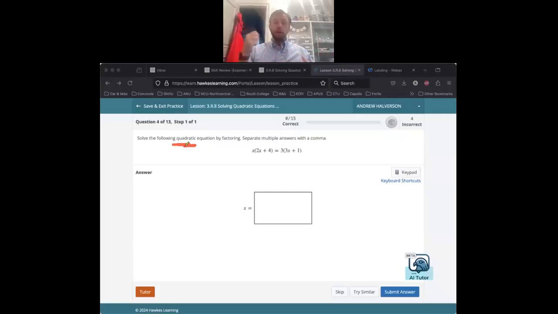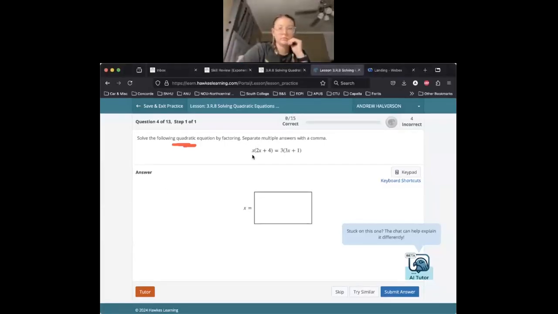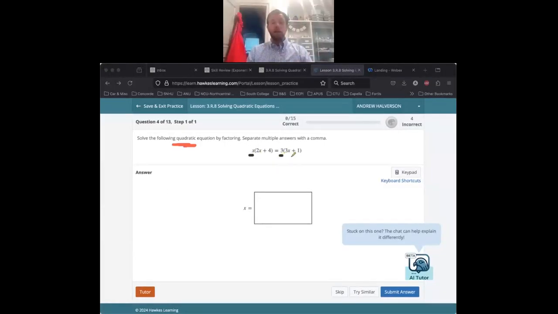Step 1, get the right-hand side equal to 0. Now, before we go about doing that, we got parentheses. What do we do with these parentheses? Distribute. Exactly. Get rid of them. So take the x and multiply it inside. Take the 3, multiply it inside. So the very first thing we get, by doing the distributive property, is 2x squared plus 4x on the left side of the equal sign equals 9x plus 3.